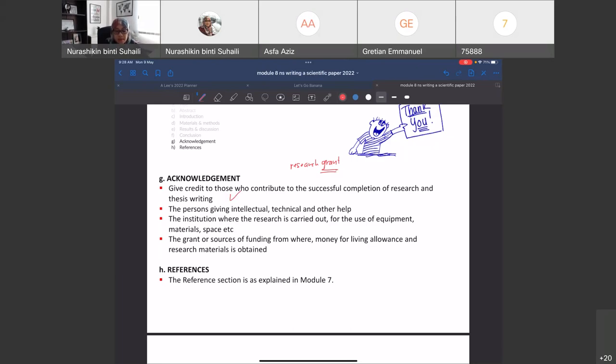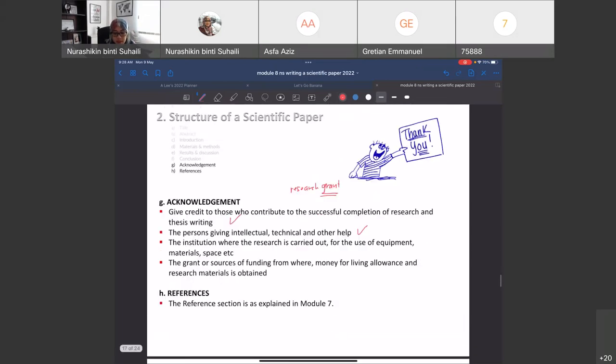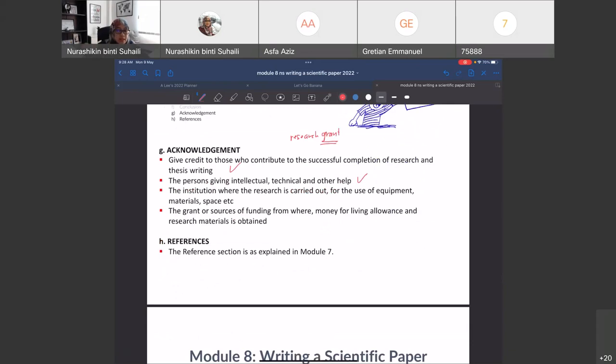And also sometimes individuals or companies that may give you some help. Yeah? Maybe you seek help from a technician to do certain analysis. So you should mention the person in the acknowledgement. Or maybe the institution. Sometimes it's not individuals, but it's the institution where the research is carried out, or where you use the equipment. Okay, so that's acknowledgement. It's a very short section. It's like maybe two or three sentences. It depends on who you thank in your acknowledgement.